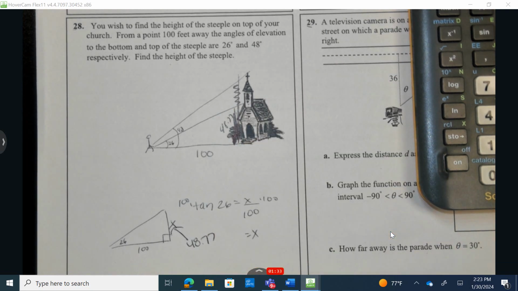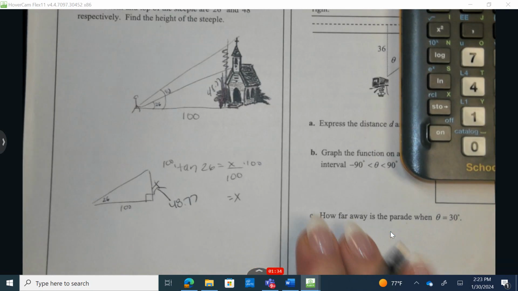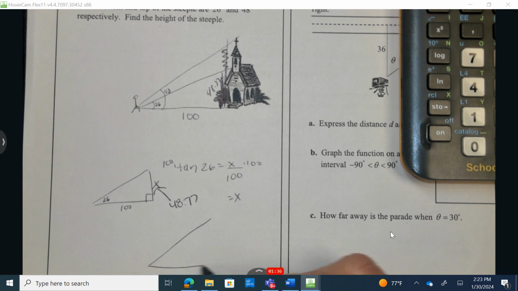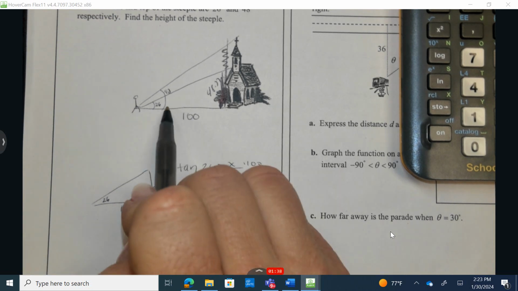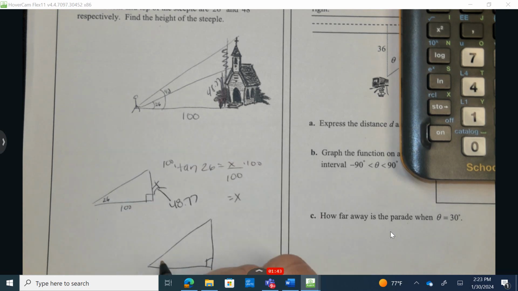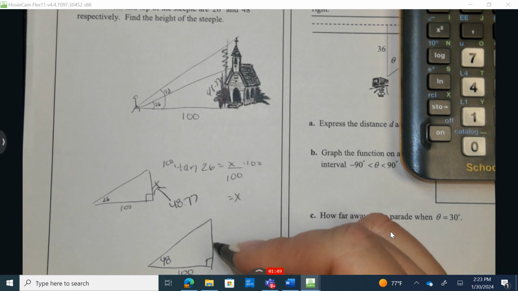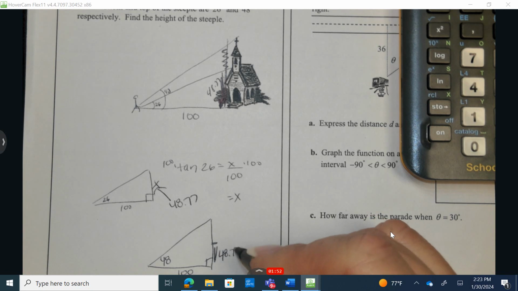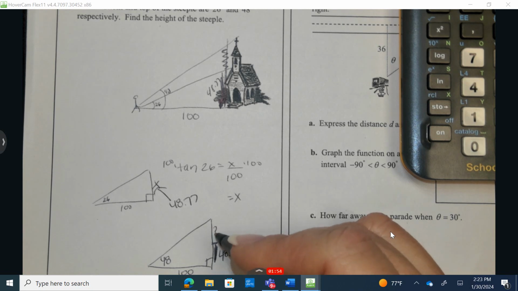So now let's look at the large triangle. I'm going to move this up a little bit. Now, from here all the way up, this angle of elevation is 48. So this angle is 48. We know this continues to be 100. And now this length, we know from here to here is this 48.77. But we don't know this length right here.